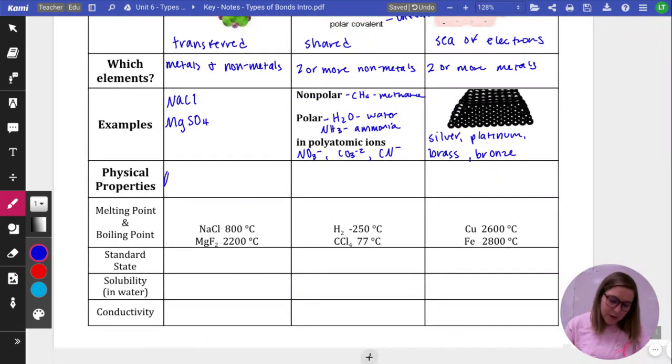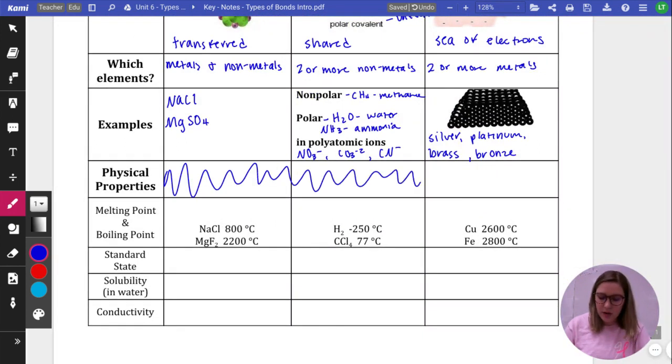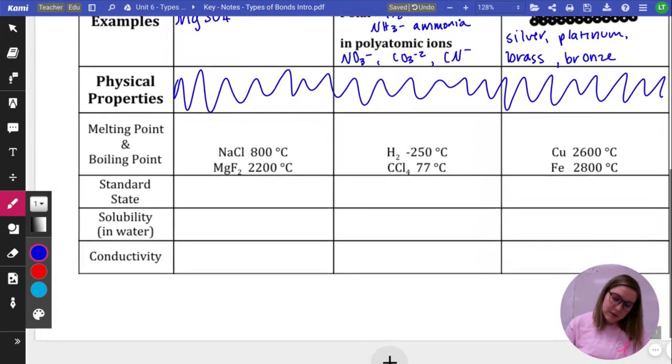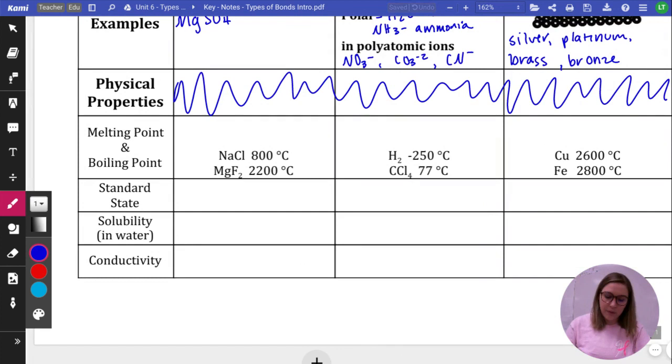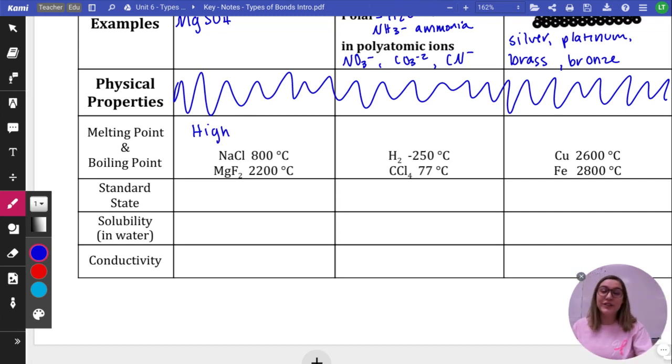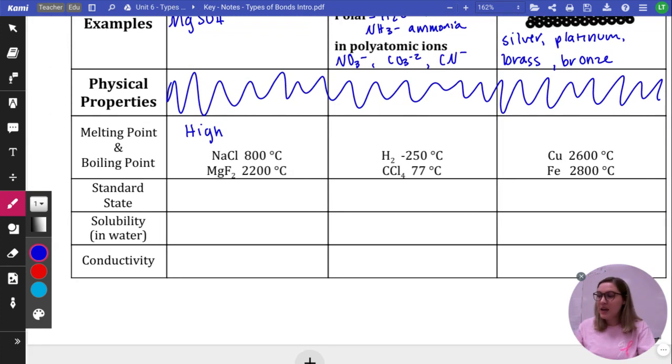Okay, now we're going to go through their physical properties. This is just kind of like a page break here, so nothing is going to fill in there. But let's talk about them. So melting point and boiling point. Ionic compounds are going to have really high melting and boiling points. 800 degrees Celsius is sodium chloride's melting point, which is extremely hot, guys. That is close to 1500 degrees Fahrenheit if we were converting it. So they have really high melting and boiling points.